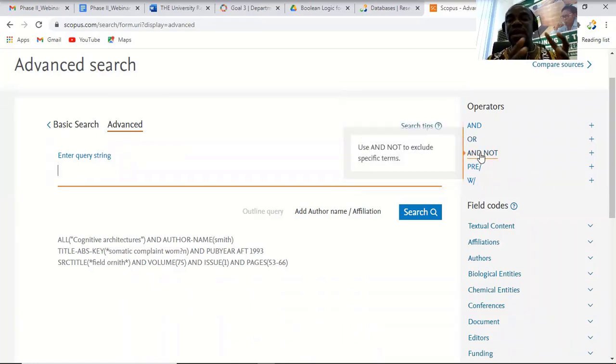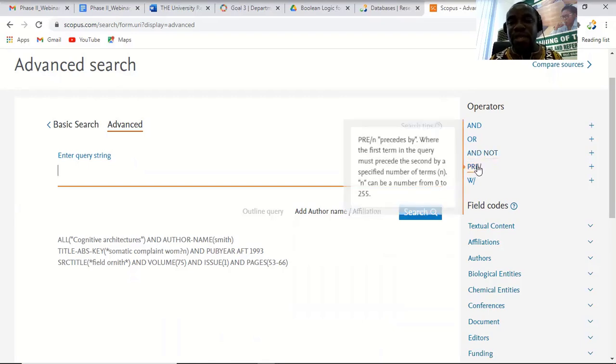Yes, of course. In my introduction that I gave on the Booleans, I mentioned only not. But yes, it is sometimes also called or written as and not. All right, it's the same thing. You could write not without the and. But here in Scopus, it is strictly telling you, you must choose the and not operator to exclude, as I mentioned, specific terms. Then Scopus has some additional operators.